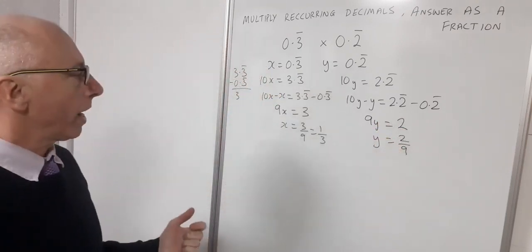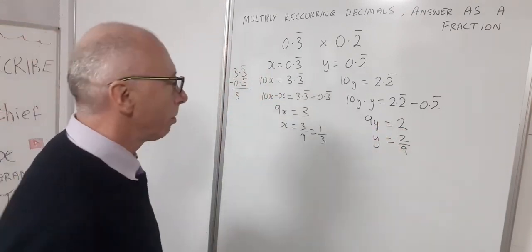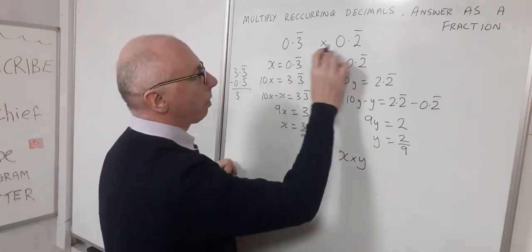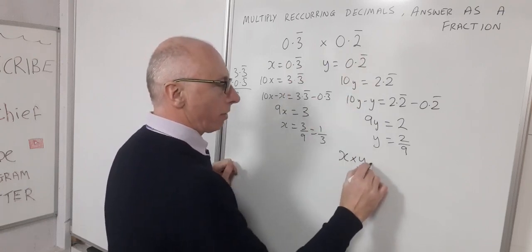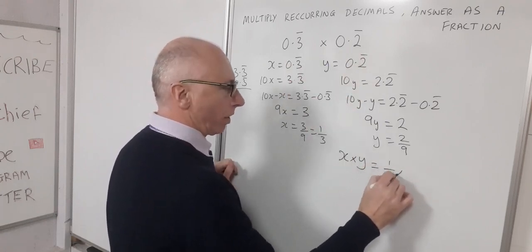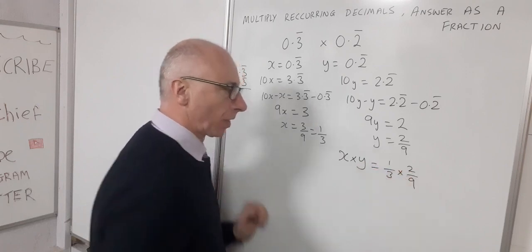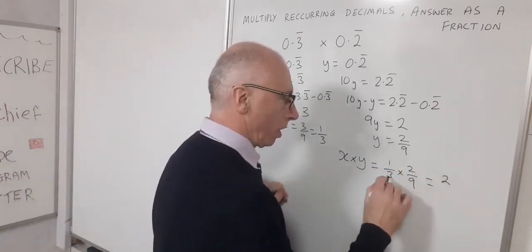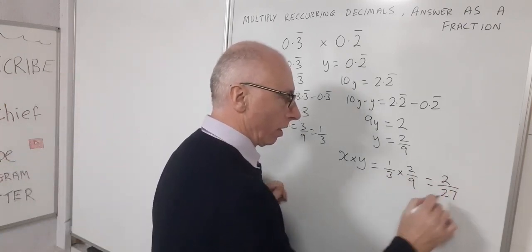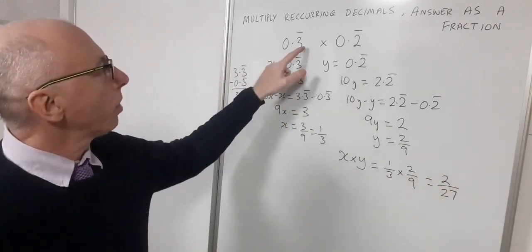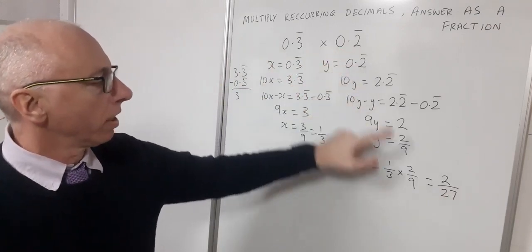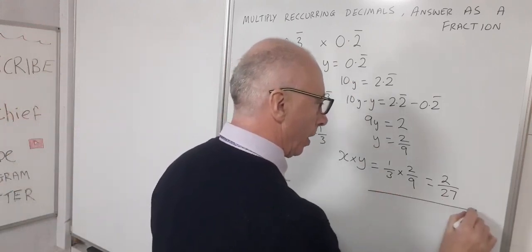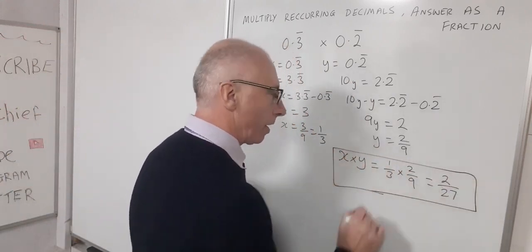So all we've got to do now is multiply the two numbers together. So x times y, which is the equivalent of this. So that's now just going to be 1/3 times 2/9. So now multiplying that across, 1 times 2 is 2, 3 times 9 is 27. And that's going to be our answer. 0.3 recurring times 0.2 recurring gives us 2/27. Okay, and that is our answer.